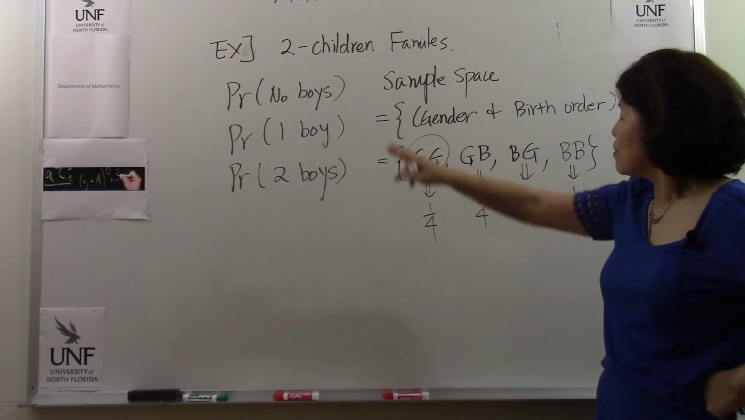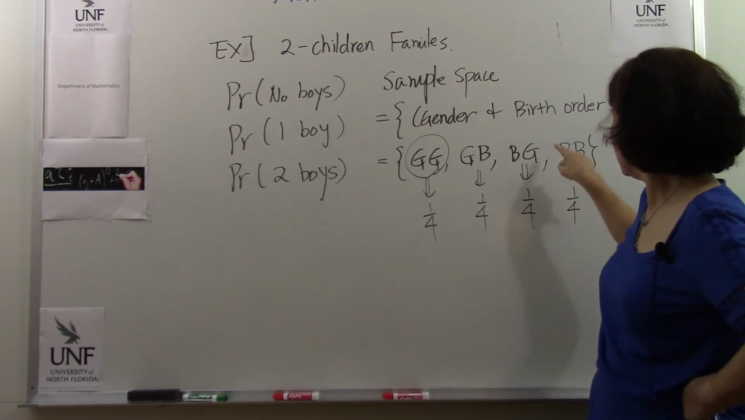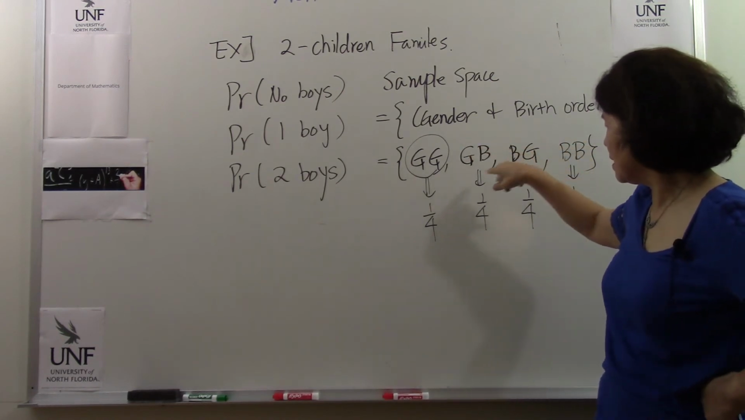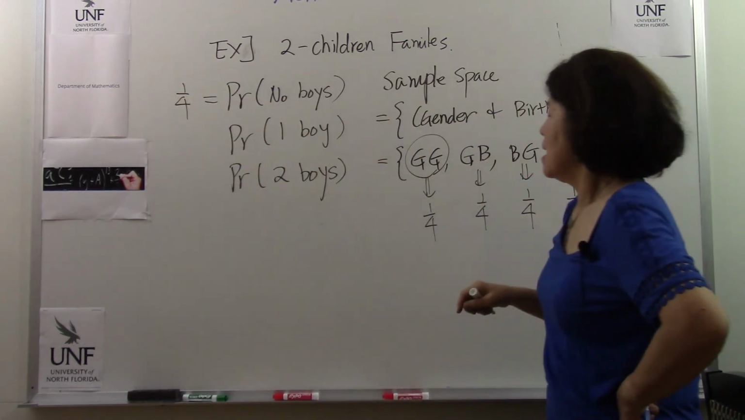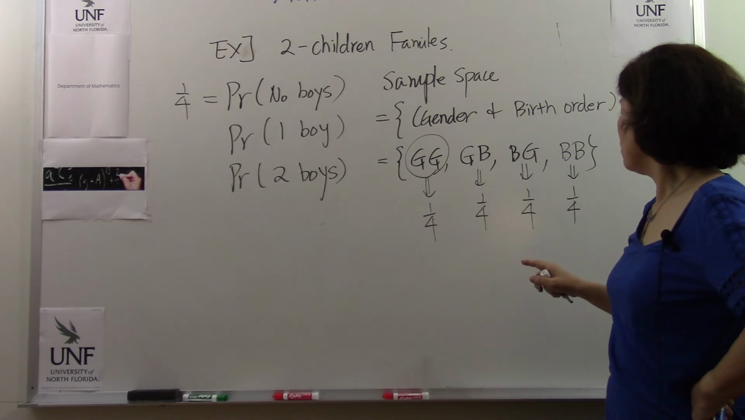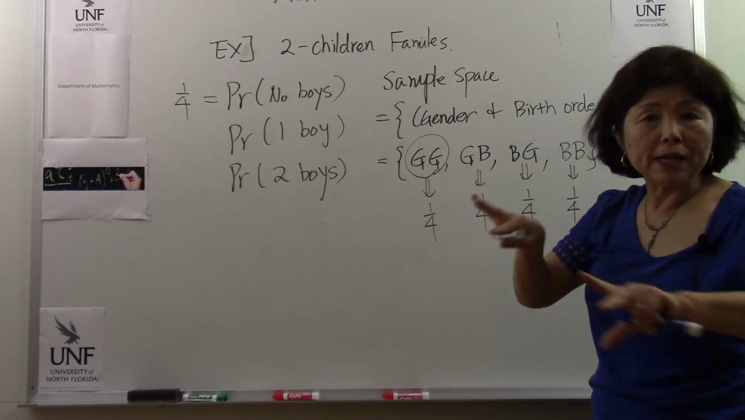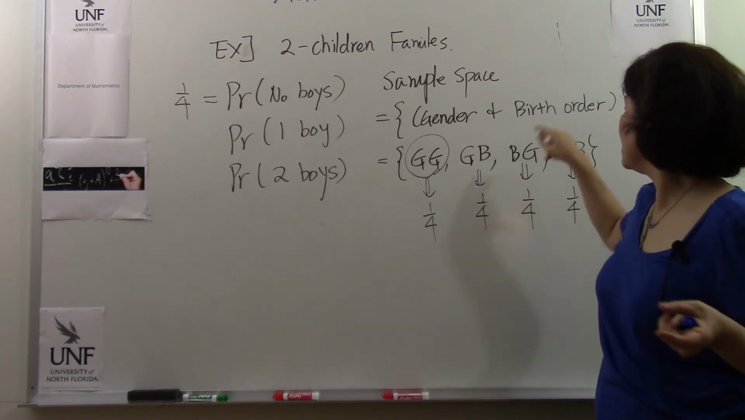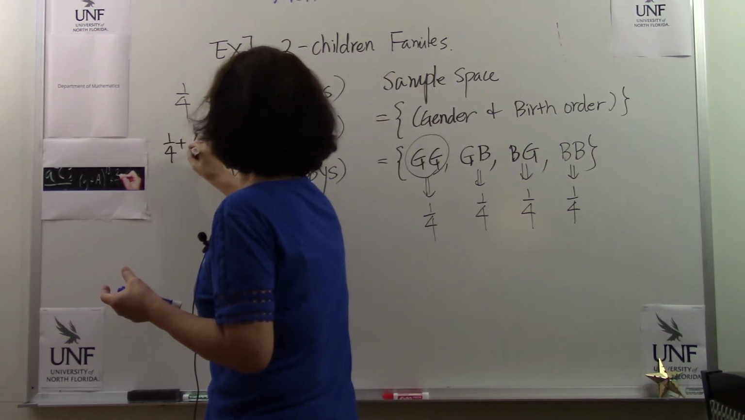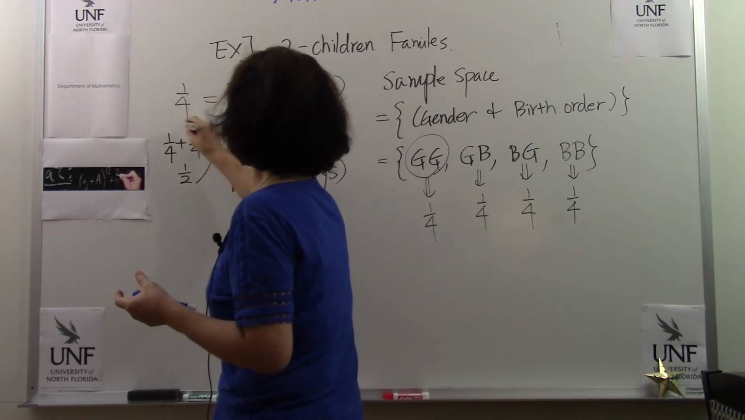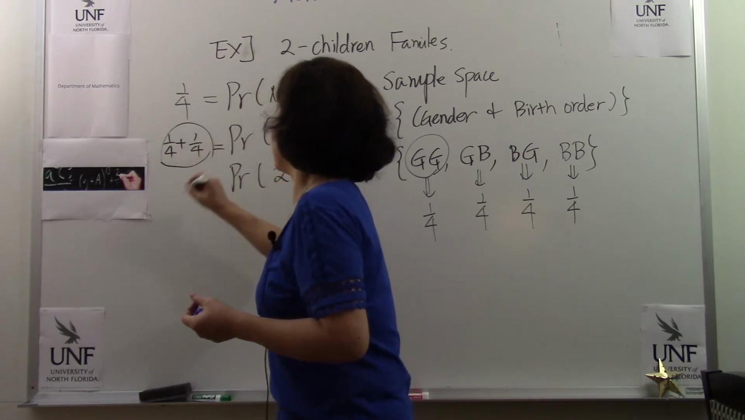So the probability of having no boys: I do not see any B here, here, or here. Only one case, 2 girls. So this is 1/4. Having 1 boy, well, this case and this case, and these two are mutually exclusive because we counted the birth order, correct? So this is 1/4 and 1/4, that gives you 1/2. Oh, it's not good writing. So therefore the final answer is 1/2.